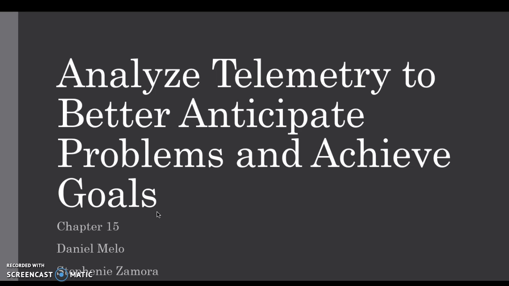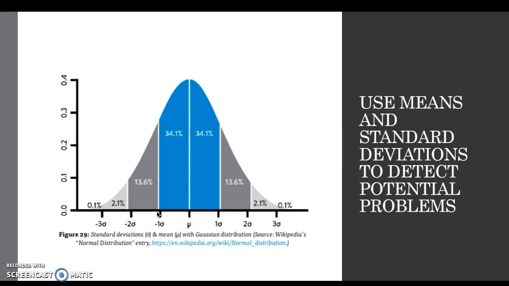Chapter 15 analyzes telemetry to better anticipate problems and achieve goals. An important way to implement telemetry is to use means and standard deviations to detect potential problems. Using these means and standard deviations is really important to know when something is getting out of the standard, so it can alert and mitigate the problem and solve it as soon as possible.